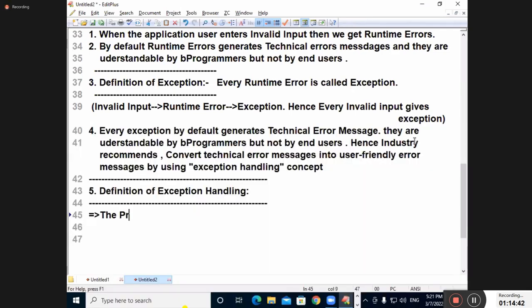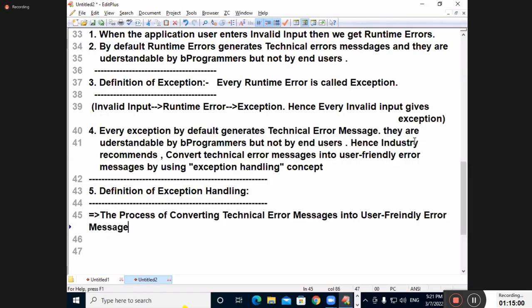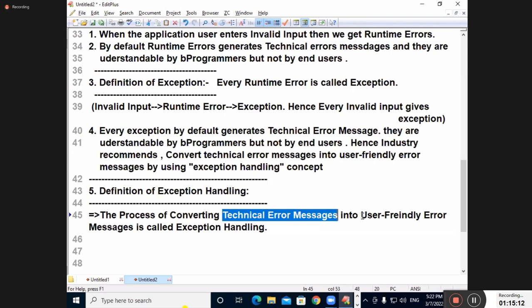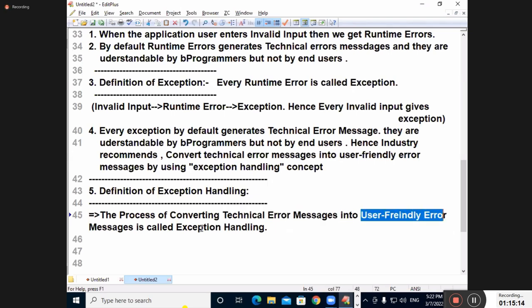The process of converting technical error messages into user friendly error messages is called exception handling. The process of converting technical error messages into user-friendly error messages is called what?